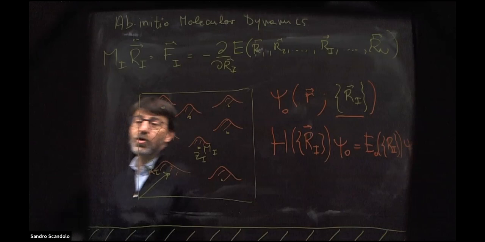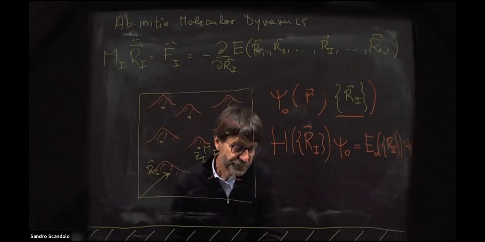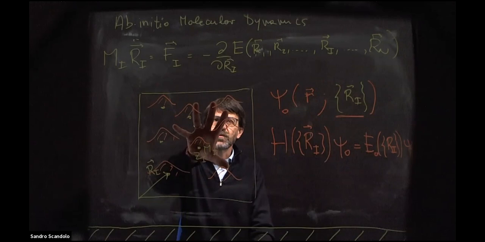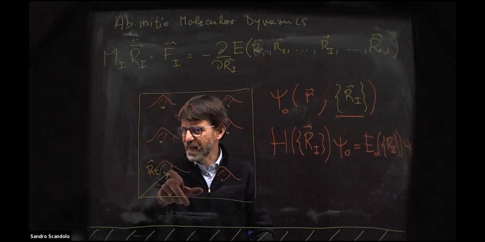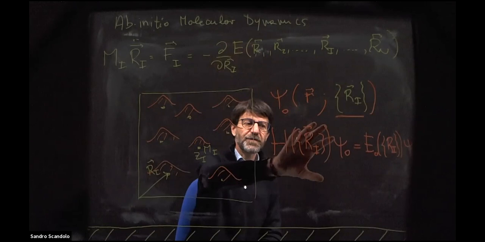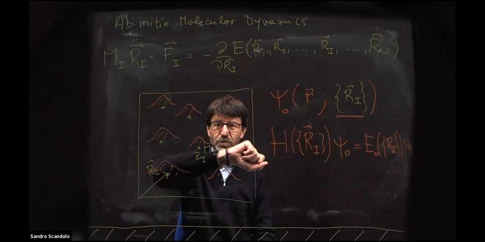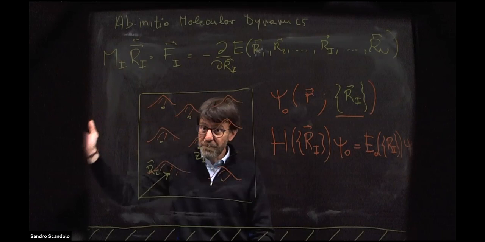Now, when I do ab initio molecular dynamics, what I have to remember is that every time I solve this problem once, I will have to calculate forces. And I'm normally using the Hellmann-Feynman theorem to calculate forces. I don't need to go through the Hellmann-Feynman theorem, I guess. I think you already saw that last week. So there are efficient ways to calculate, from the electronic ground state, its derivatives with respect to the coordinates. And then I need to evolve. Remember what we discussed at the beginning of the lecture. I need to evolve my particles, right?